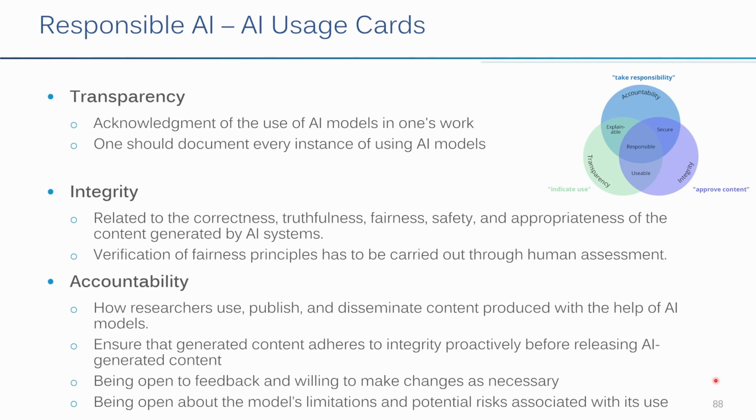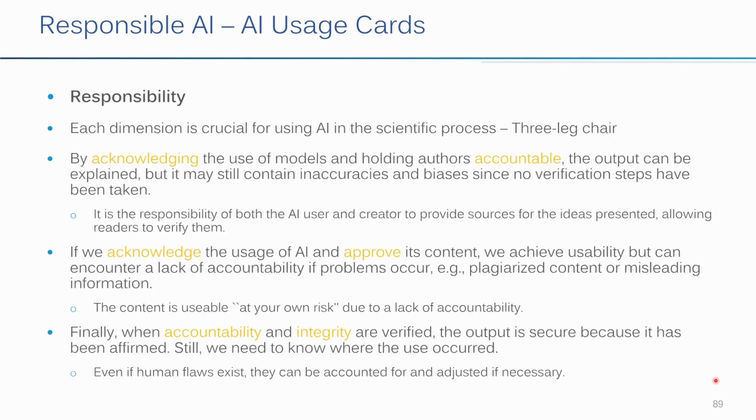I mean, how many times do we have a model that was published at that time as the best model in that given task, but give it some time and we see how things evolve. So as we were saying before, each dimension is crucial for using AI in a specific process. And think of that as a three-leg chair in a way that, let's say, by acknowledging the use of models and holding authors accountable, the output can be explained, but it might still contain some inaccuracies and bias since no verification steps have been taken.